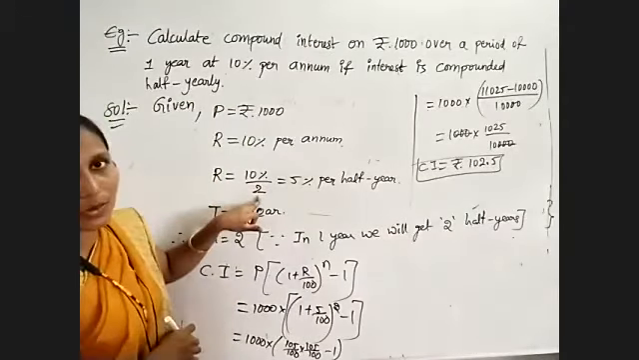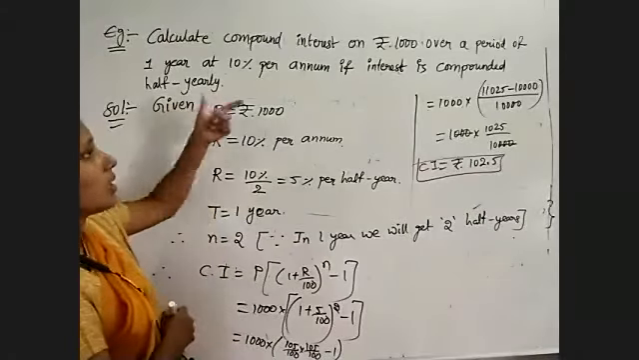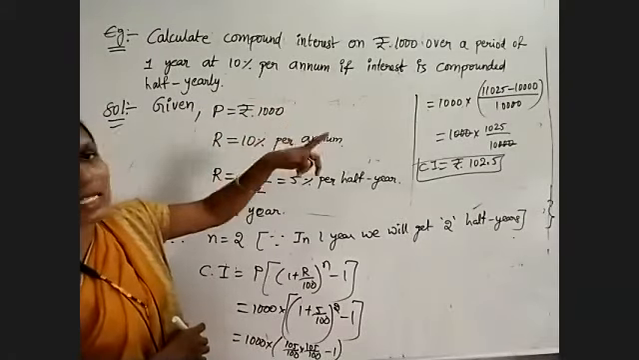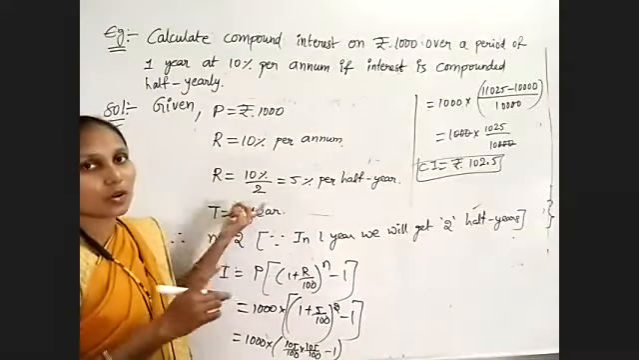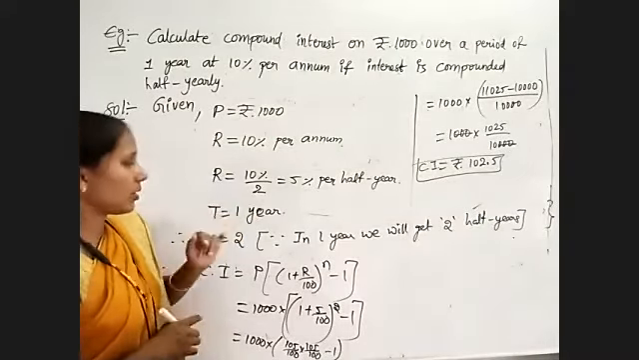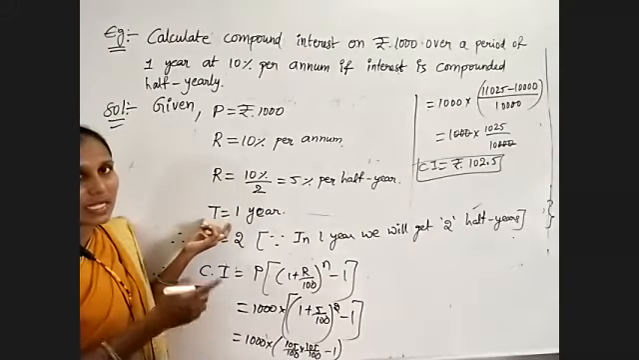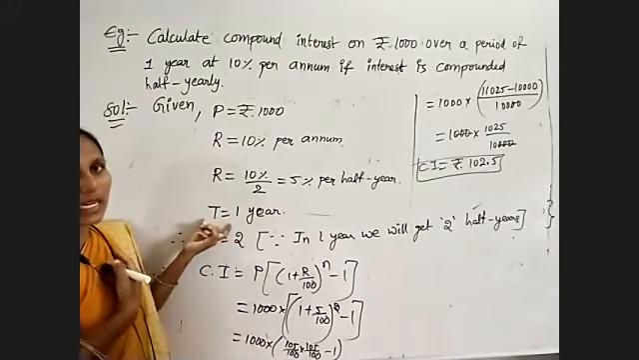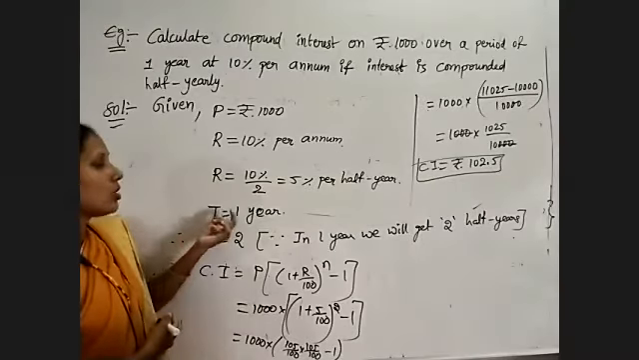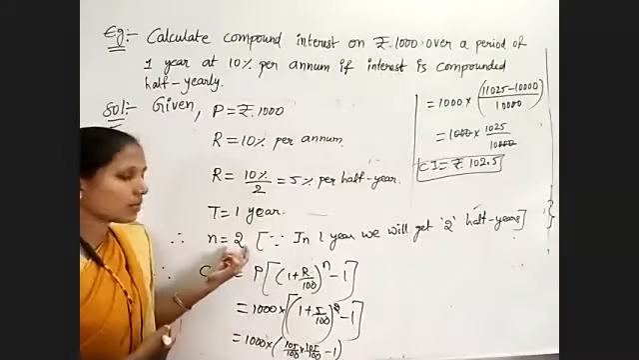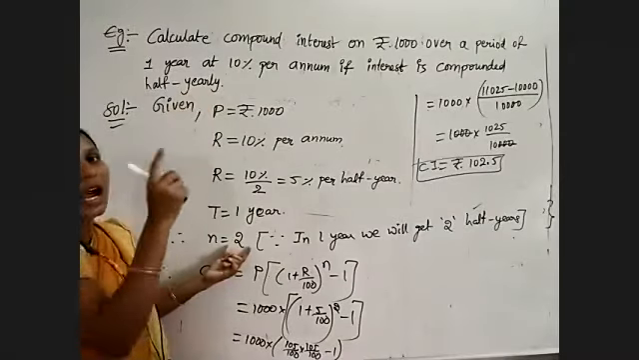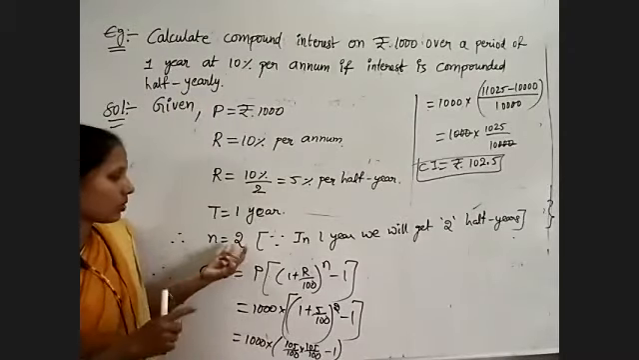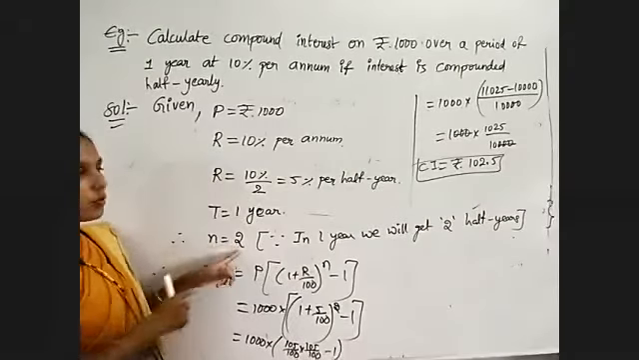Half means 2. And when they say interest is compounded quarterly, in that case the rate of interest must be divided by 4. Quarter means 4. Then when time is given in years, we have to calculate the number of conversion periods. In 1 year, we get 2 conversion periods when the amount is compounded half yearly. Half means 2. Remember that.